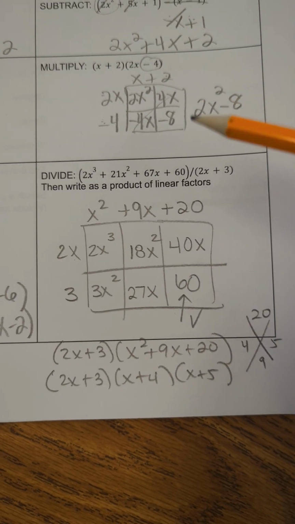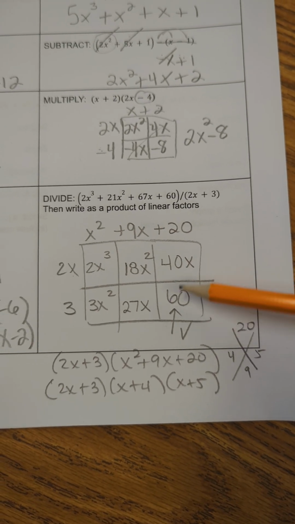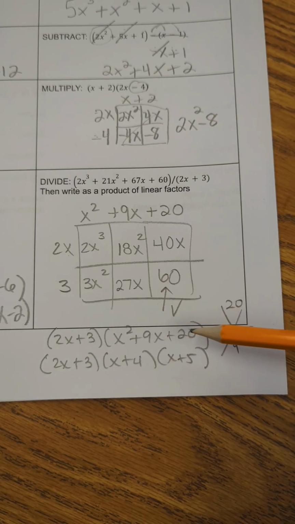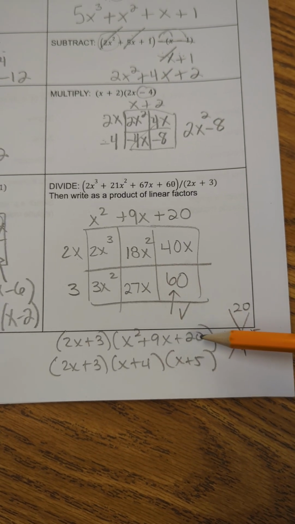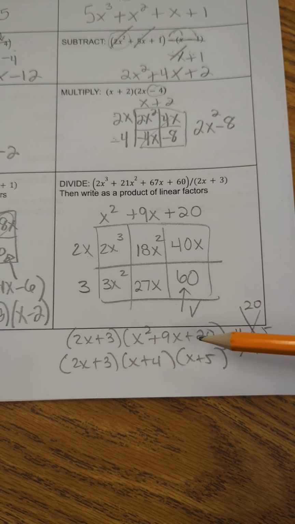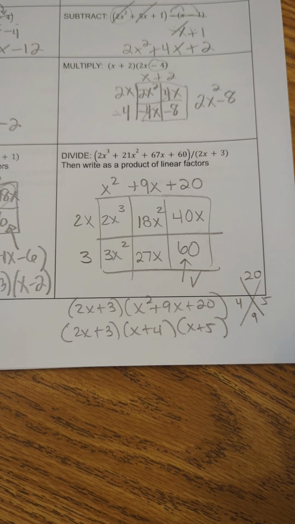So here's my solution. When I did division, this is what my box looked like. I got 60, so I know that that's the correct answer. And then I wrote it as a product of linear factors. I had to use the diamond method here on x squared plus 9x plus 20, and that factored into x plus 4, x plus 5 for my final answer.